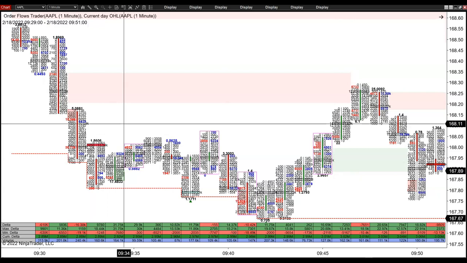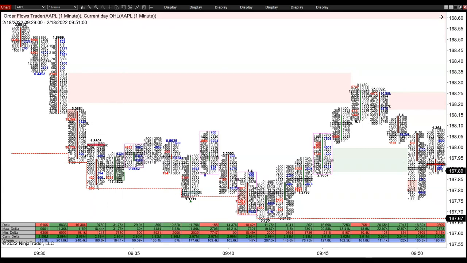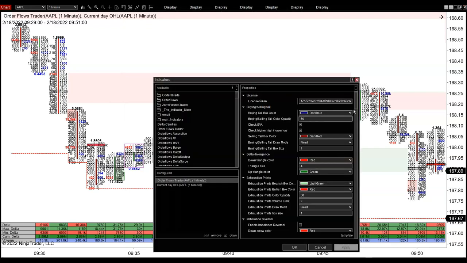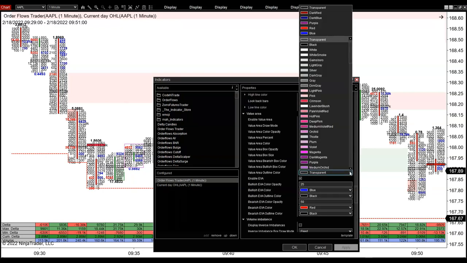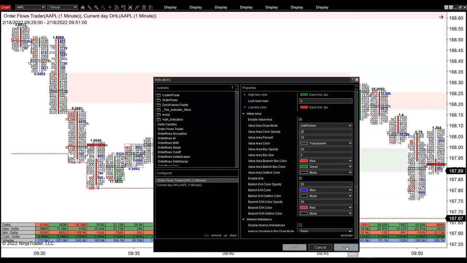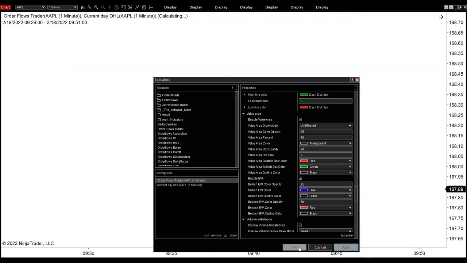Oftentimes, if I had the, let me just turn on the value areas here, because you can't see them. I disabled the value areas on each individual bar. If I were to turn on the value areas, transparent, I don't know what color it was. Where's black? I think it's black. Oh, I got this one. I should change that to gray. Let's give it a second to come back up.